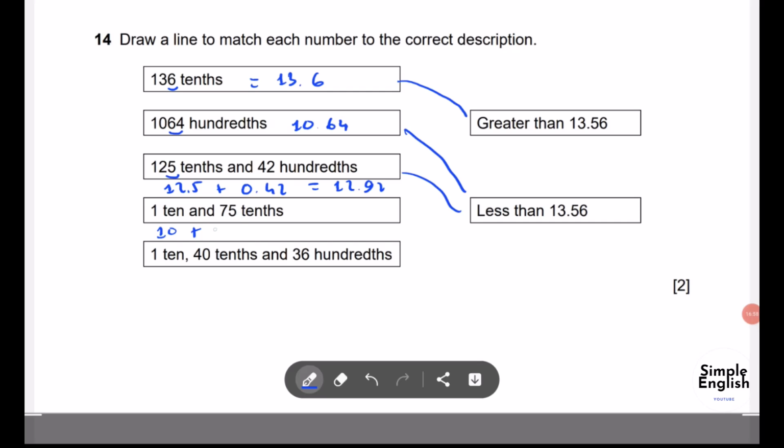The first one, 110 are equal to 10. 75 tenths means 7.5. So that equals 17.5, right? Of course, it's greater than.